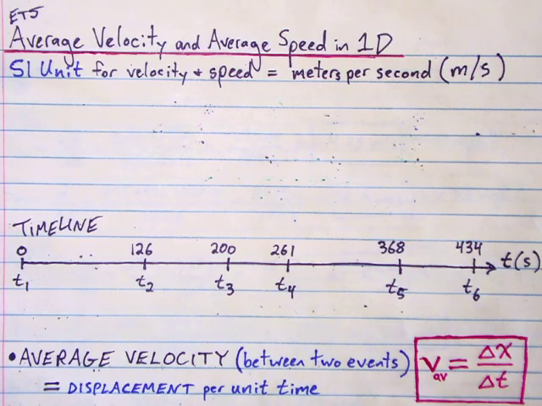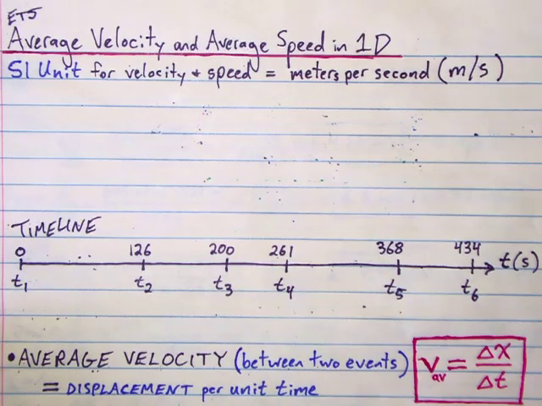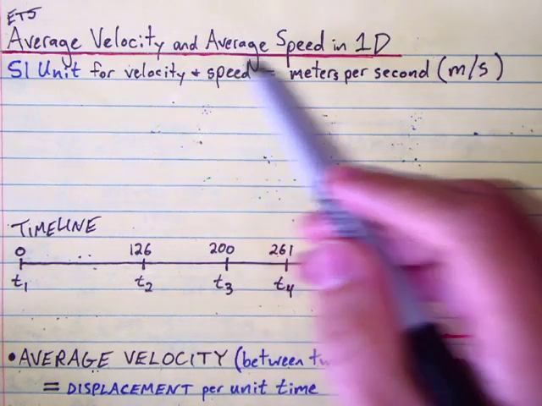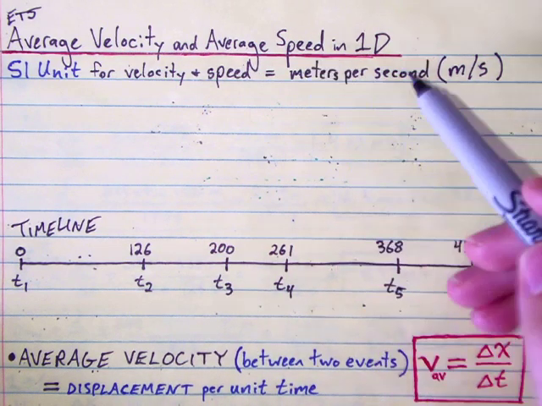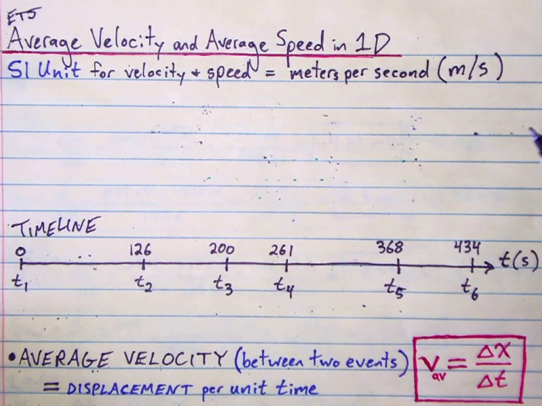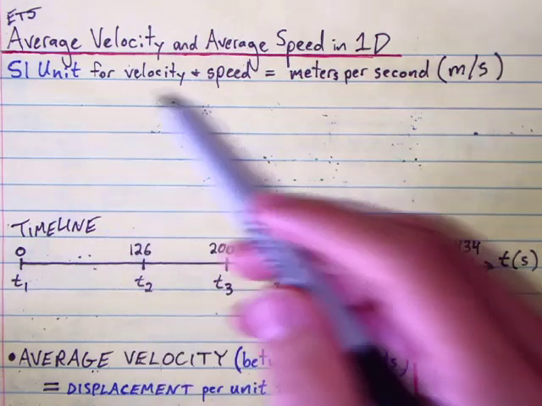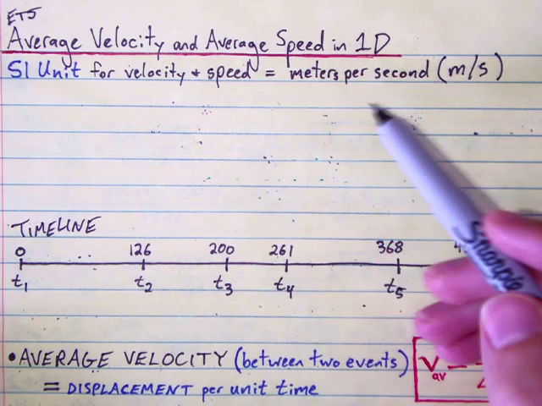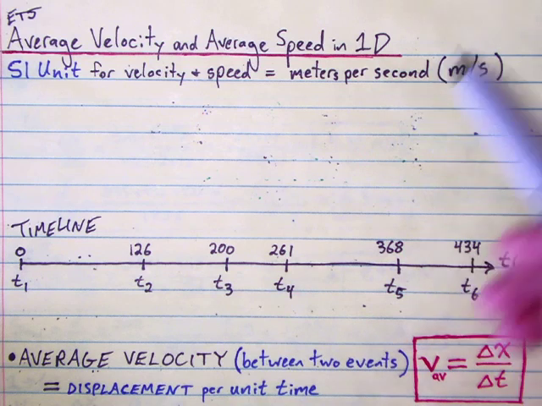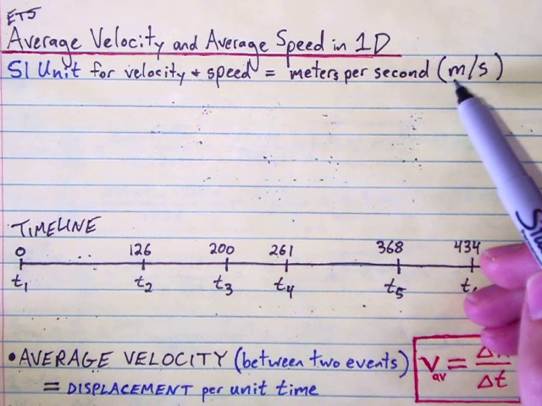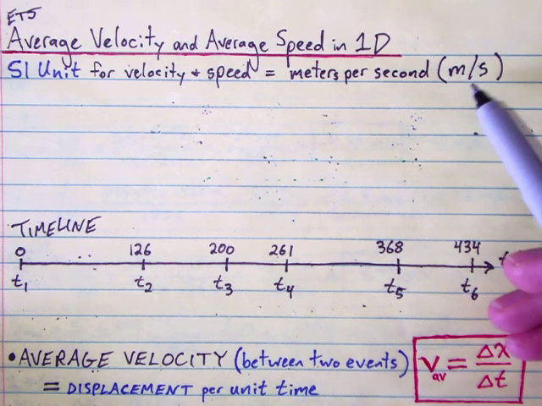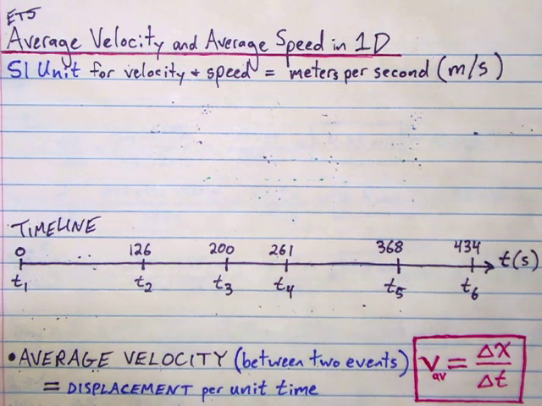To describe how objects move between two events, we use the ideas of average velocity between two events and average speed between two events. Here we're working exclusively in 1D. The SI unit for velocity and speed comes from the SI unit for distance, meters, and the SI unit for time, seconds. So all our velocities and speeds will be measured in meters per second. You must convert all velocities and speeds to meters per second when doing your calculations.